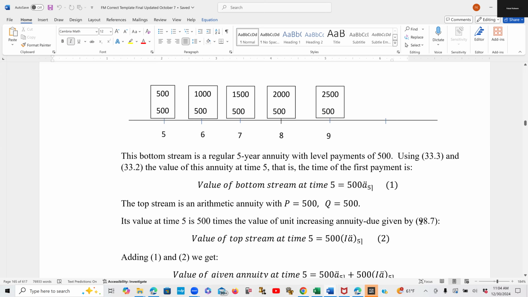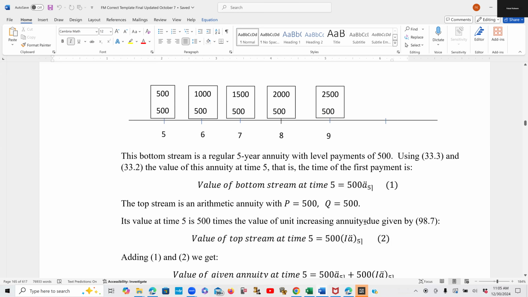And so that equation tells us that if the first payment is 1 and the common difference is 1, then that's called a unit increasing arithmetic annuity. And for that, the present value is just (Ia) double dot bracket 5. It's 5 payments. And here the payment and the difference are not 1, but 500 each. So in that case, the value would just be multiplied by 500. So the value of the top stream at time 5 will be 500 (Ia) double dot 5 bracket.